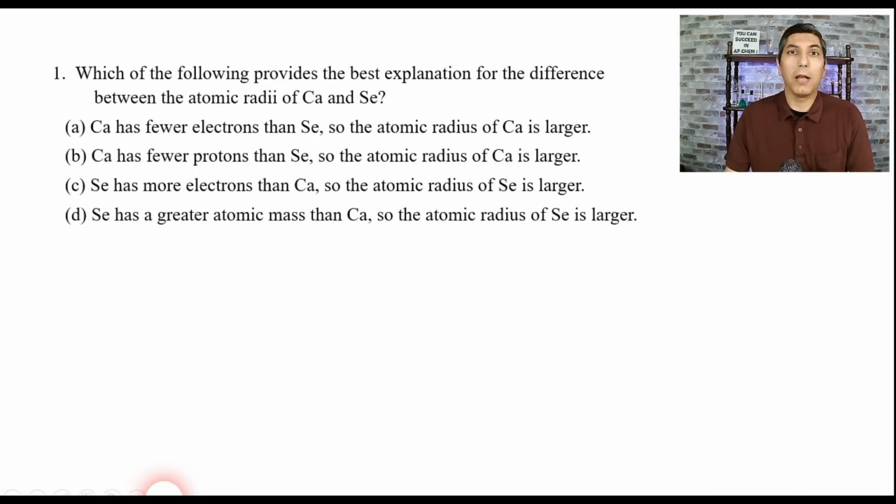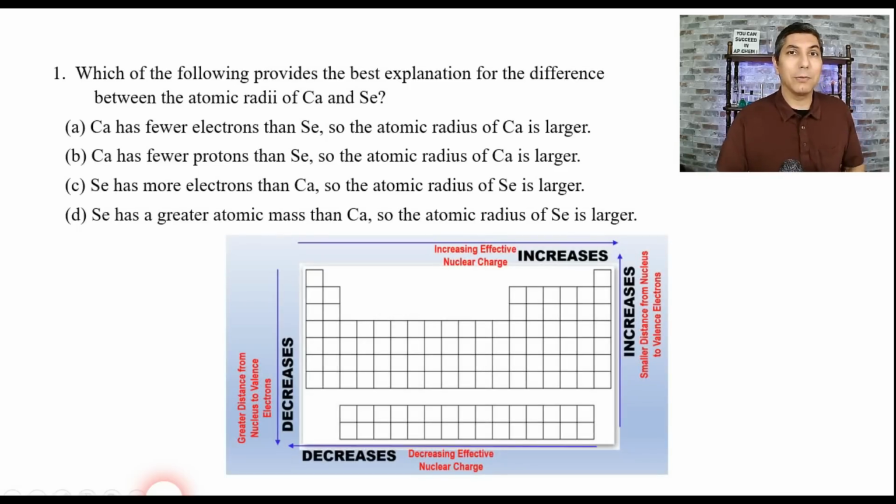Now, let's get started. Question 1 is about patterns and properties on the periodic table. It says, which of the following provides the best explanation for the difference between the atomic radii of calcium and selenium? Well, whenever we're comparing the radii of 2 atoms on the periodic table, there are a couple factors that we need to take into account.